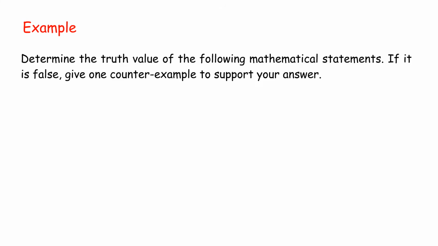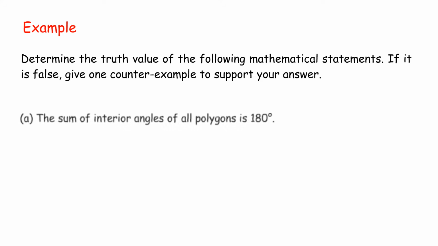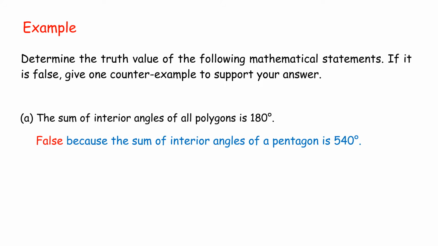Example: determine the truth value of the following mathematical statements. If it is false, give one counterexample to support your answer. A. The sum of interior angles of all polygons is 180 degrees. False, because the sum of interior angles of a pentagon is 540 degrees. B. Some prime numbers are even numbers. True.